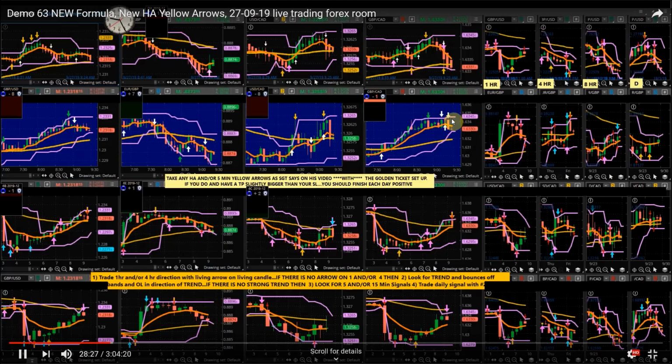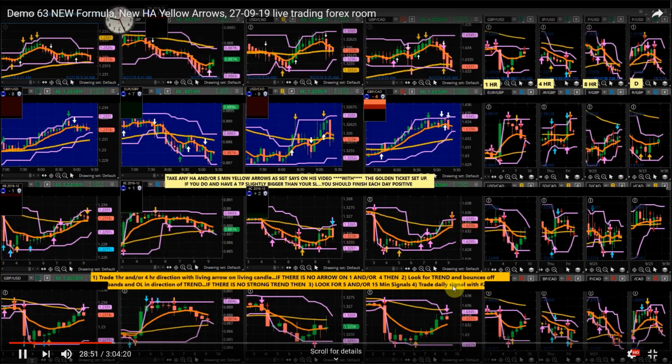Look at your trades. You got the 5-minute, the 15, the 30, and the 1 hour. The golden ticket is all up in this trade. It says trade the 1 hour and or 4 hour direction with living arrow on living candle. So you're going down anyways. No matter if it goes up to the orange line, the next trade is going to go down. So you can just hold it in. Just hold in your trade. The 1 hour says it's going to the 30-minute anyway, so hold in your trade.